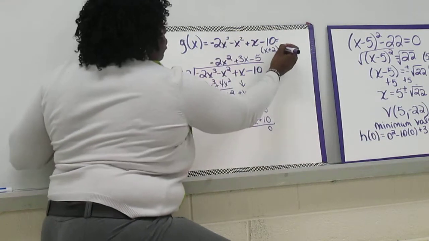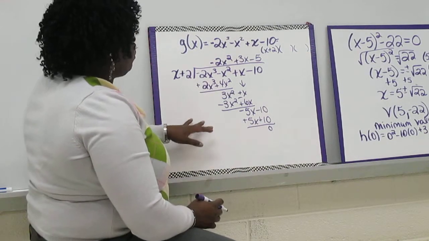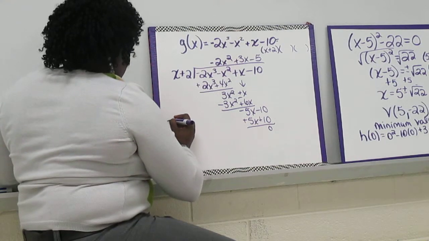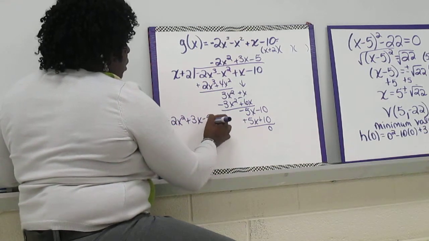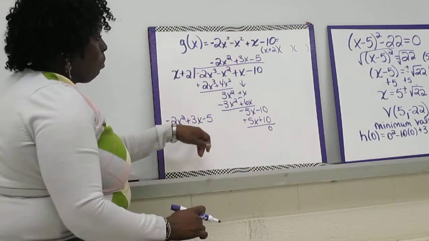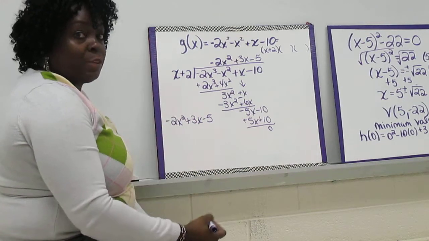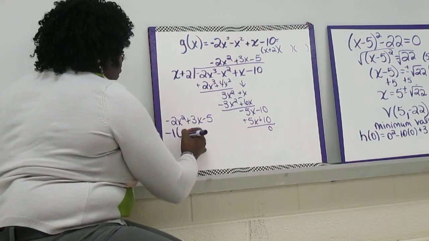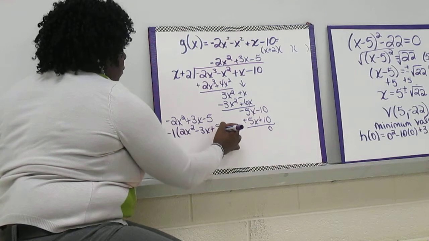So degree 3, so we know we have 2 more factors, okay? So now that you have negative 2x squared plus 3x minus 5, we can factor that to determine the other 2 factors. So negative 2x squared plus 3x minus 5. What I would do, because we're used to factoring when our a is positive, I would factor out a negative 1: 2x squared minus 3x plus 5.